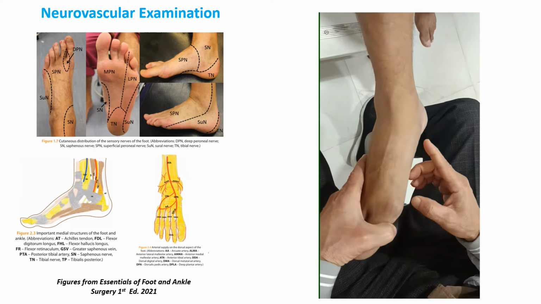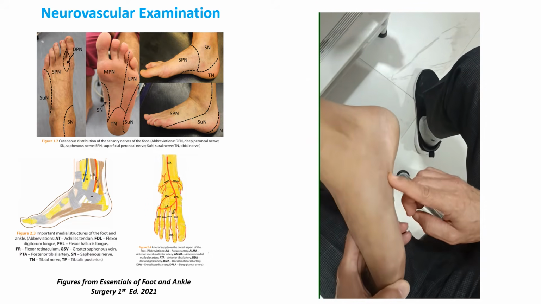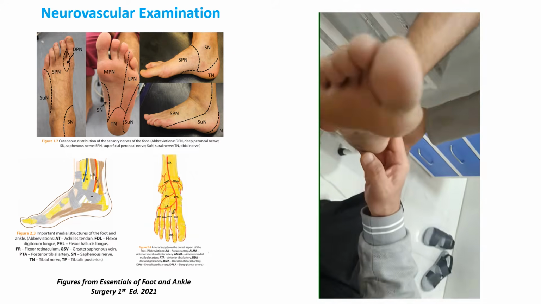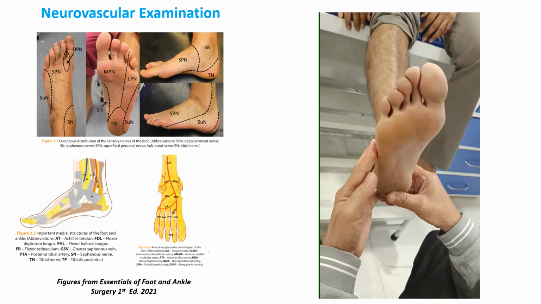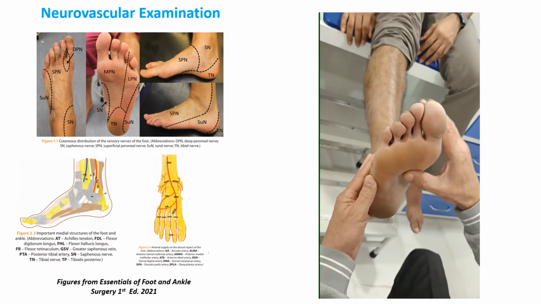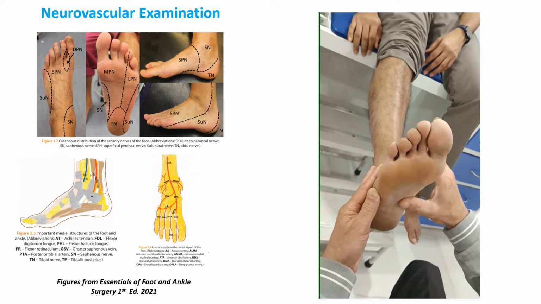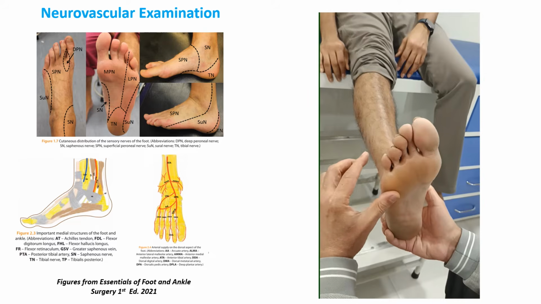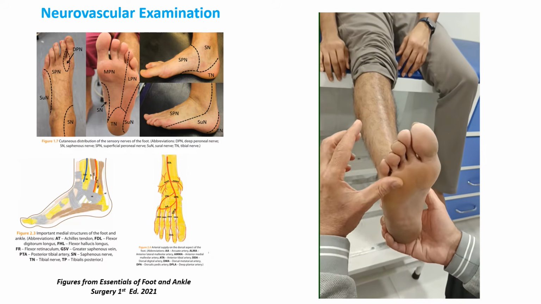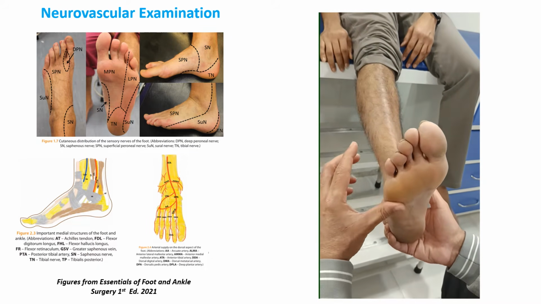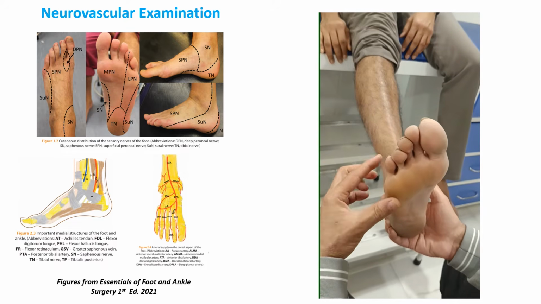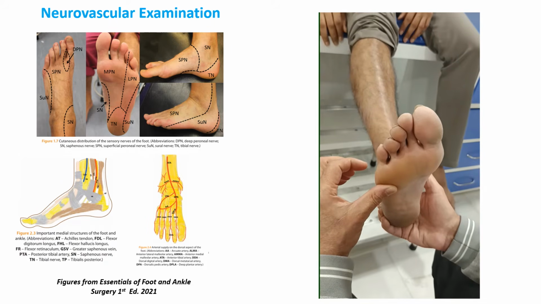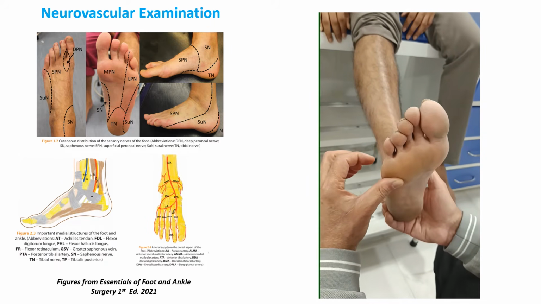As we come to the medial side, the saphenous nerve supplies this area, and when we come to the plantar side, this area is supplied by the tibial nerve. This area, the 3.5 toes area, is all supplied by the medial plantar nerve, and the 1.5 toes area is supplied by the lateral plantar nerve. So we need to check all the sensations in this area, preferably by Semmes-Weinstein monofilament, if we are seeing patients with diabetic neuropathy.